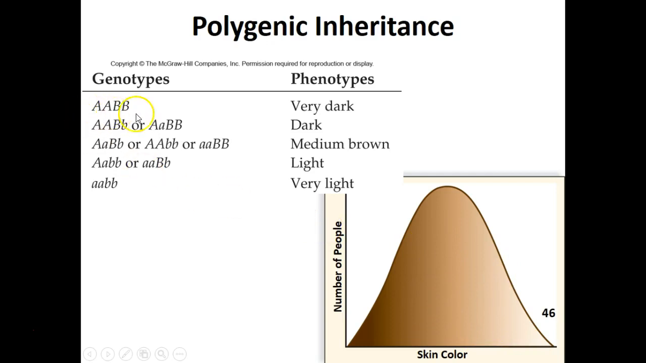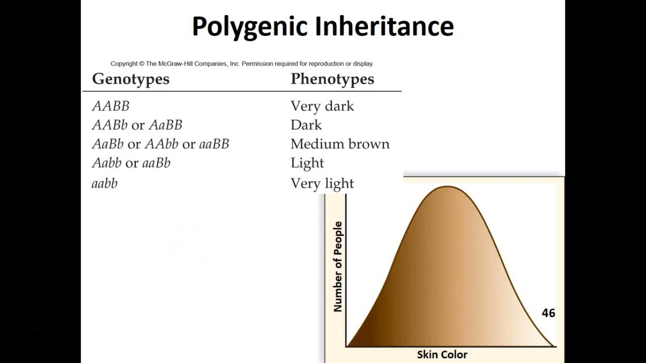If you have all dominant alleles, then you're going to have darker skin. If you have all recessive alleles, you have very light skin. Anything in between is going to be that medium colored skin. And so a medium, brownish color skin would be the most common skin color. And then you have that lighter color, that darker color that leads into the darkest. And this is where you see bell-shaped curves.